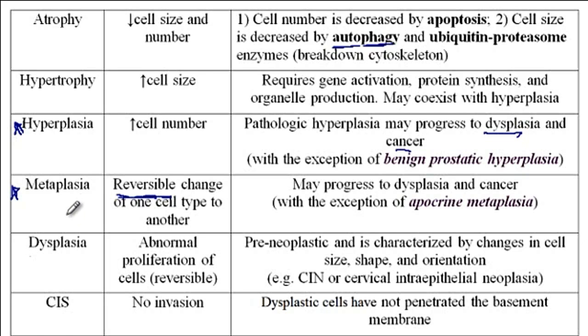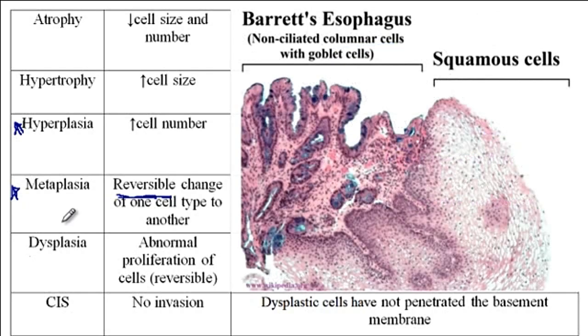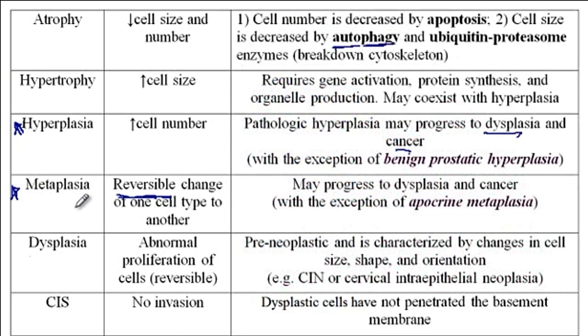One example is Barrett's esophagus, where the squamous cells in the lower esophagus, after exposure to the stomach acids, will transform into non-ciliated columnar cells. So squamous cells are not fit to handle the stomach acid, and so the cells will undergo a metaplasia in the form of columnar cells, which can better resist the stomach acid. And so this is a form of metaplasia that can lead to the development of esophageal adenocarcinoma.